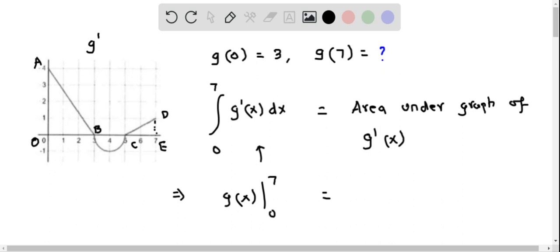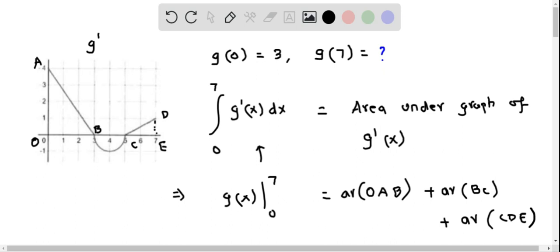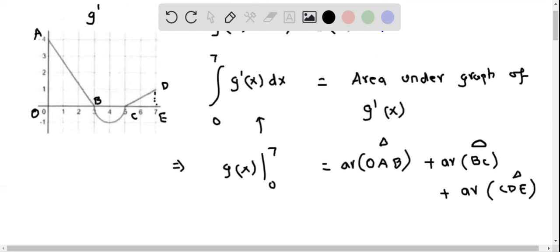To find the area under the graph of g prime, we can clearly see that we have three different areas. That is the region OAB, which is a triangle, then we find the area of the region BC, which is a semicircle, and then add this with the area of another region, CDE, which is also a triangle. So this is a triangle, this is a triangle, and this one is a semicircle. So let's find the area of the corresponding regions.